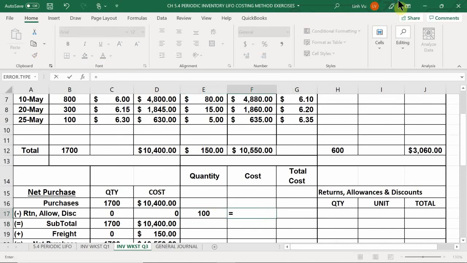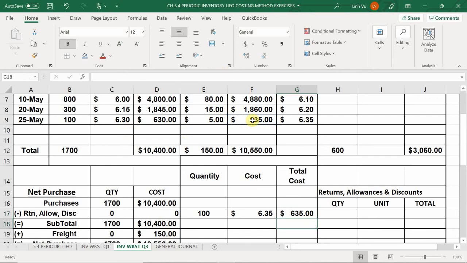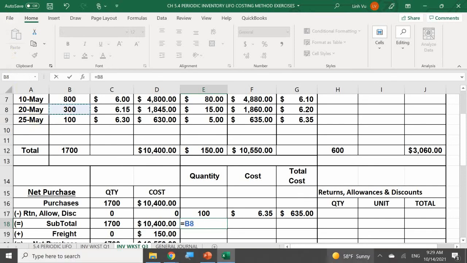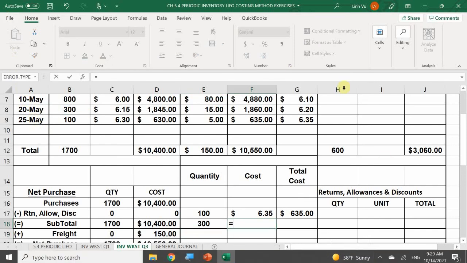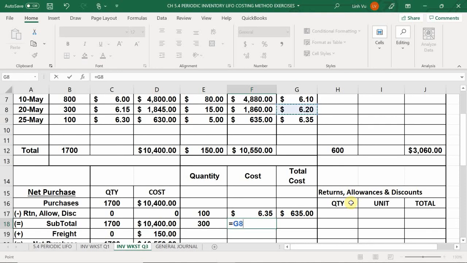We know these 100 units cost me $6.35 each, which gives a total cost of $635. We need to sell 1,800 more units. Which batch of inventory are we going to take away from next? May 20, the 300 units, which we know to be $6.20.